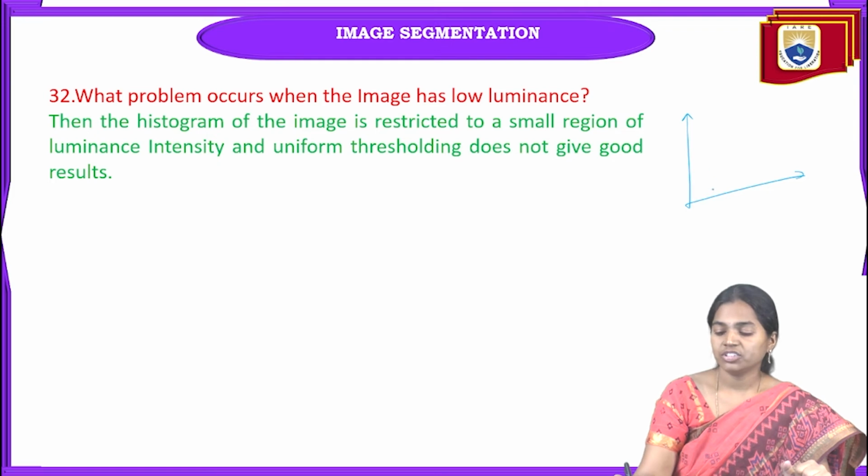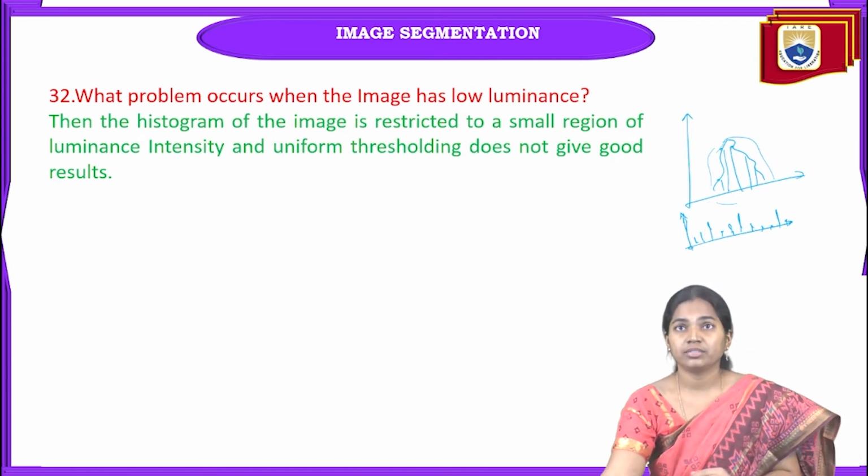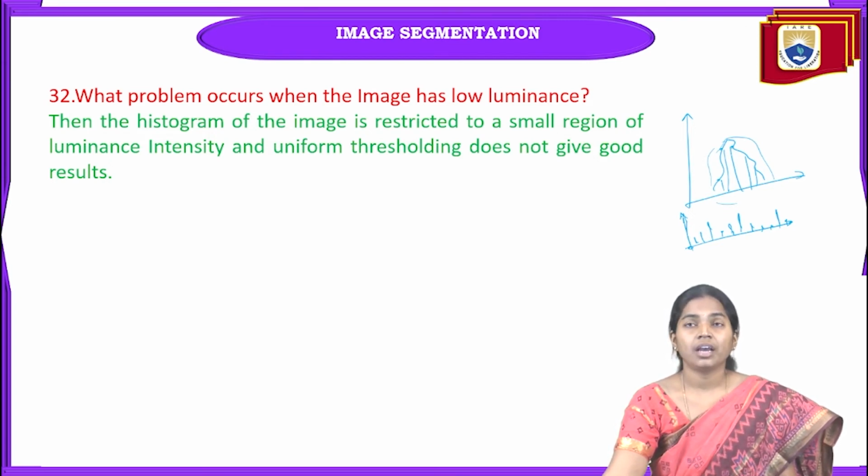So initially my image histogram is like this only. When I apply histogram equalization, the histogram covers the entire portion. So this is the histogram process. We are applying the histogram equalization process, then my image contrast is increased, so it covers the entire region. For example, if the histogram of the image is restricted to a small region of luminance intensity, uniform thresholding does not give good results.